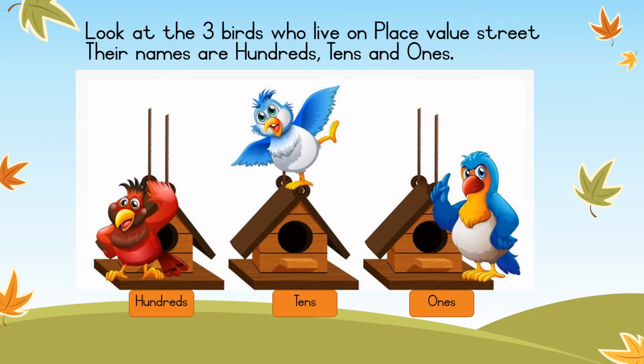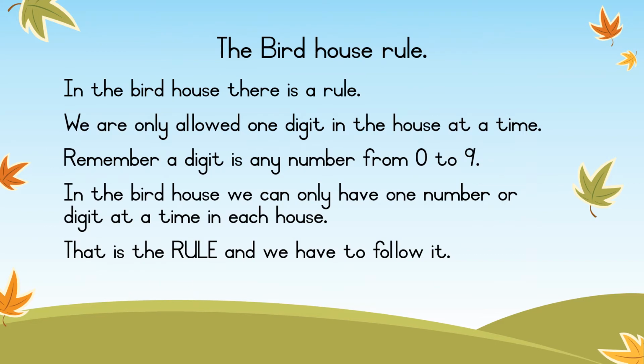Look at the birds who live on Place Value Street. Their names are hundreds, tens, and ones. The birdhouse rule. In the birdhouse, there is a rule. We are only allowed one digit in the house at a time. Remember, a digit is any number from 0 to 9. In the birdhouse, we can only have one number or digit at a time in each house. That is a rule, and we have to follow it.